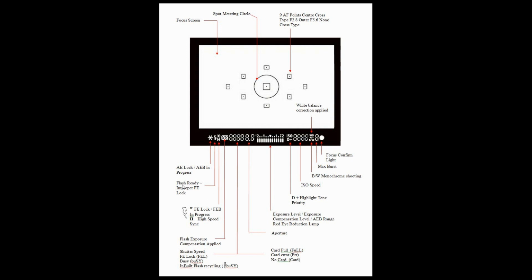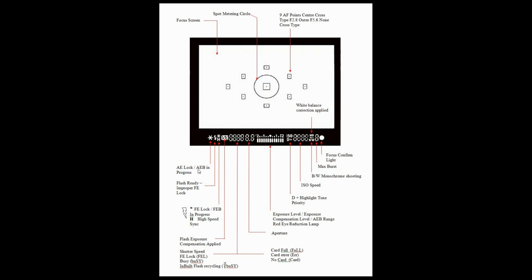Now next we have flash ready and improper flash exposure lock. So that tells you that the flash is ready to go, and it may flash as well, telling you that your locked flash exposure is actually being read as incorrect. So it's just a quick warning there.